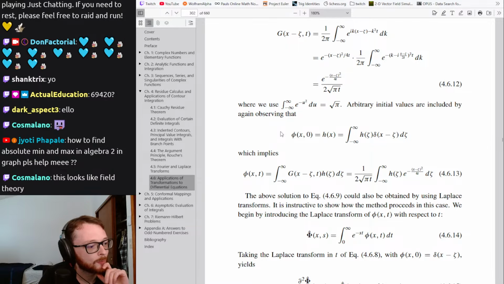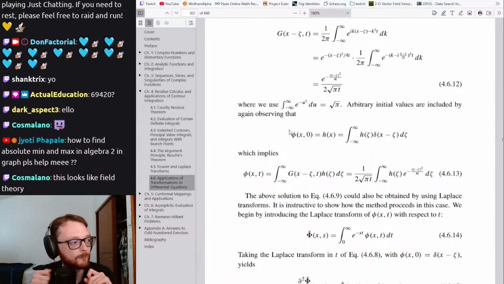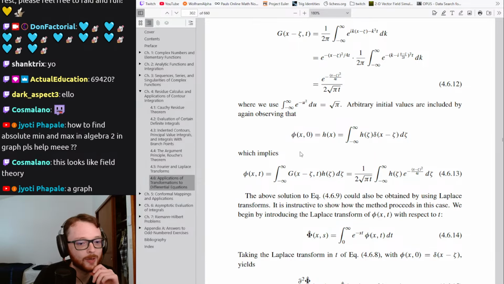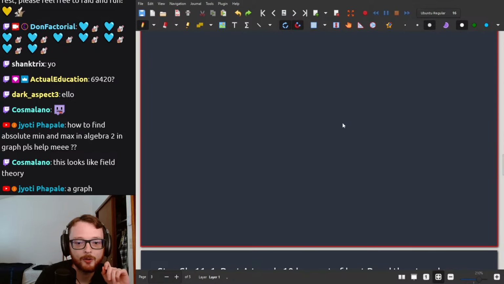Giodi, how to find absolute min and max in algebra 2 graph? Are you given, like, what are you given there, Giodi? Are you given just a function? Are you given a graph, or what do you mean? I need a little bit more information there. You're given a graph. Okay. So I'm just gonna invent a graph then, and we can talk about it.